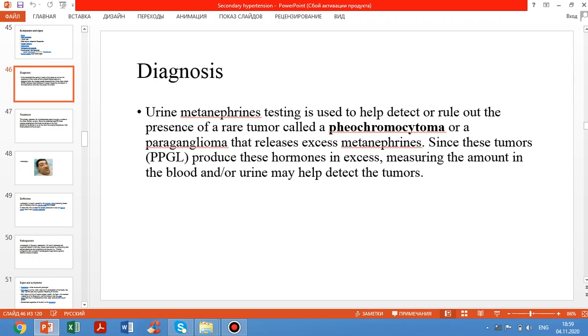Diagnosis: urine metanephrines testing is used to help detect or rule out the presence of a rare tumor called pheochromocytoma or a paraganglioma that release excess metanephrines. Since this tumor produces these hormones in excess, measuring the amount in the blood and or urine may help detect the tumor.